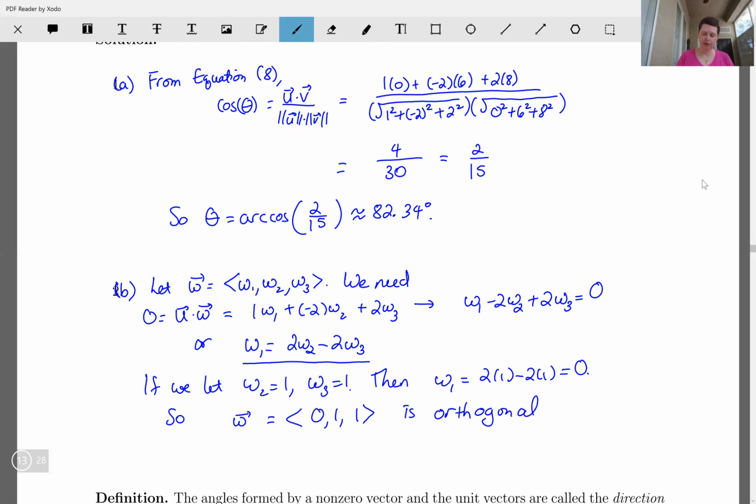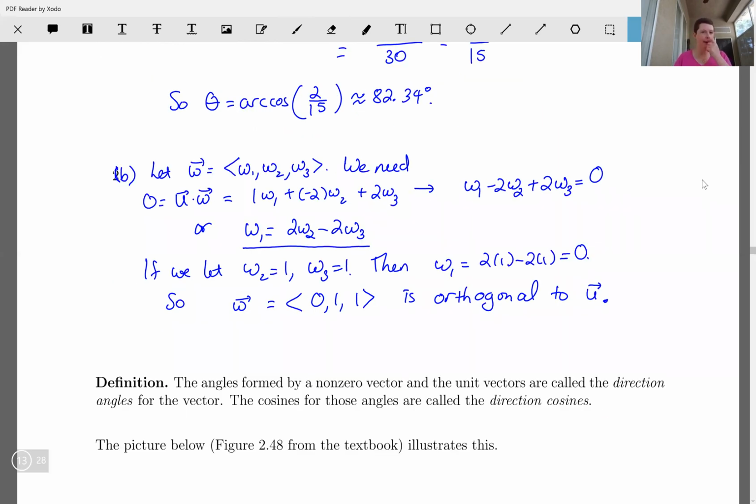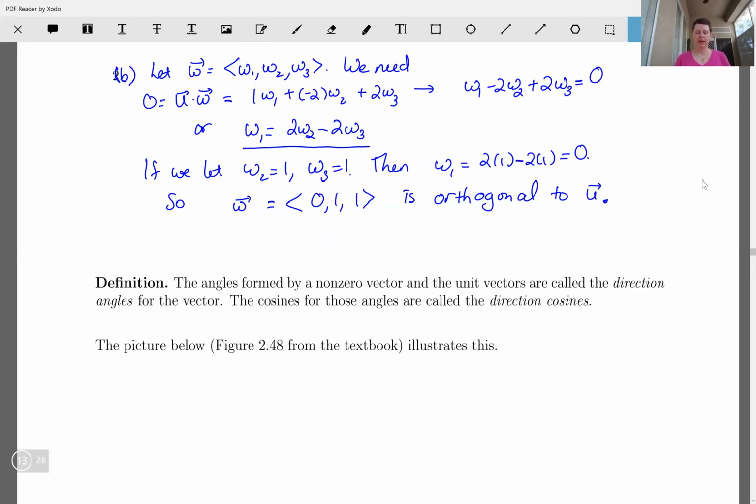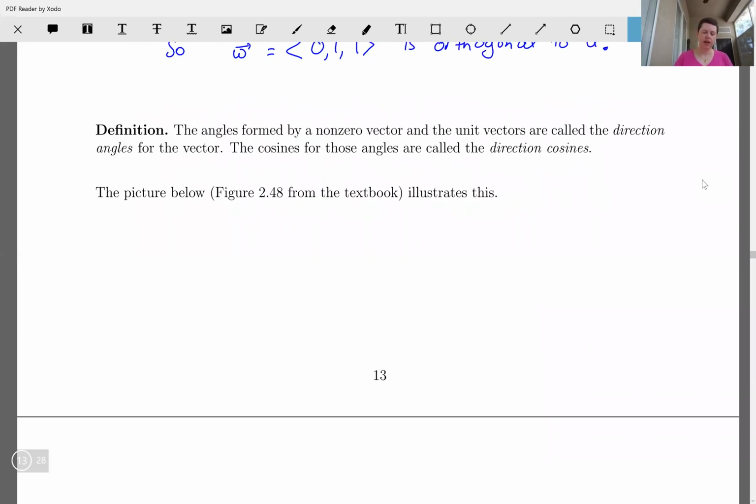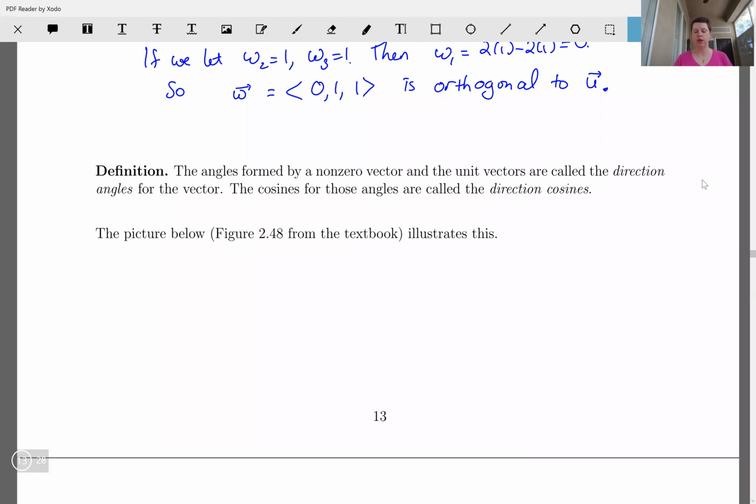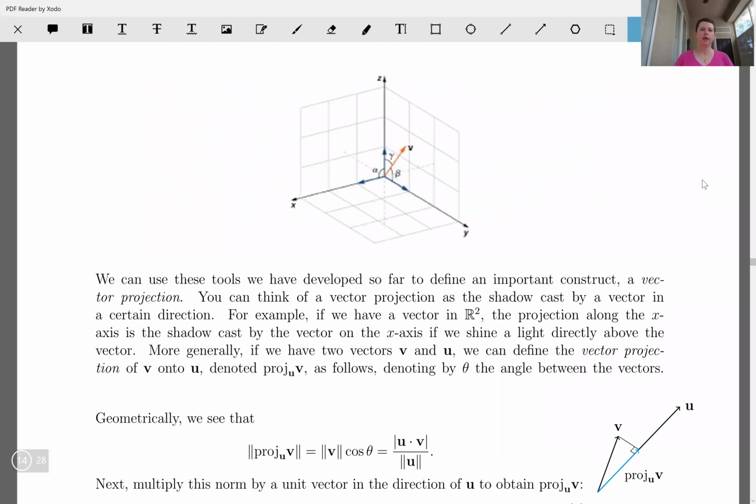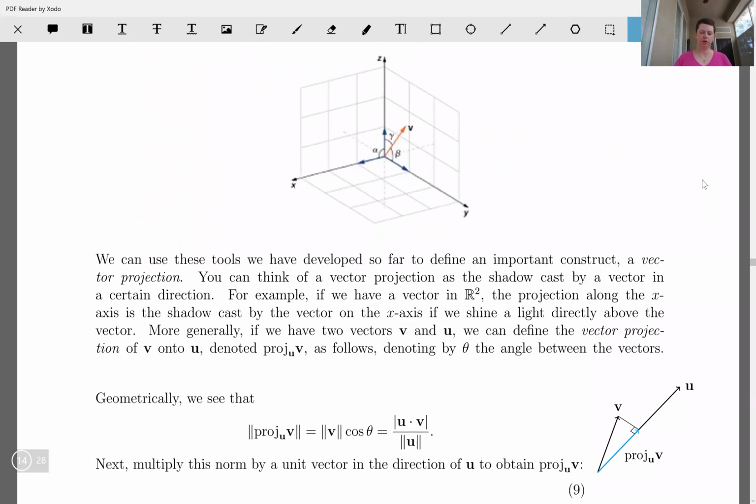It's orthogonal to u. But this is not even the most exciting or important aspect of the dot product, believe it or not. Oh, I should mention a little definition thing first. The angles formed by a non-zero vector and the unit vectors, remember the unit vectors, those are called direction angles for the vector, and the cosines for those angles are called the direction cosines, and the textbook has a nifty little picture reproduced here, which shows that.